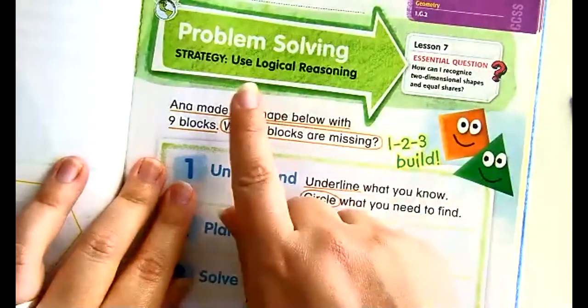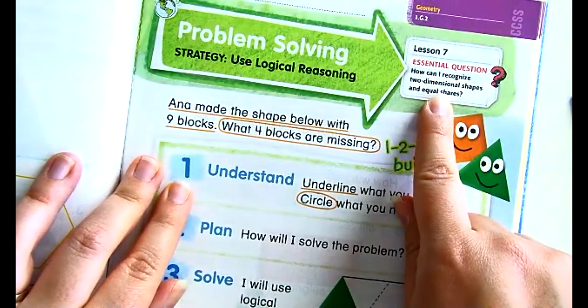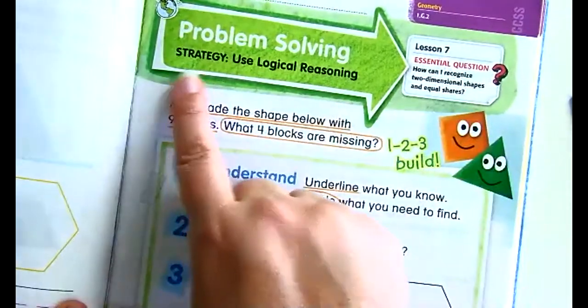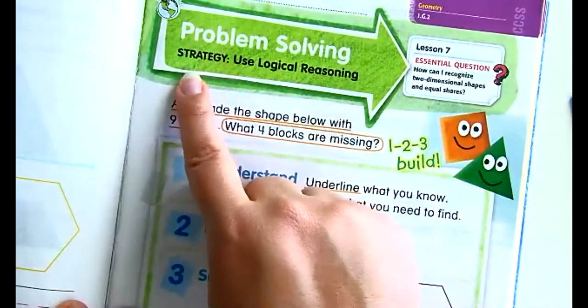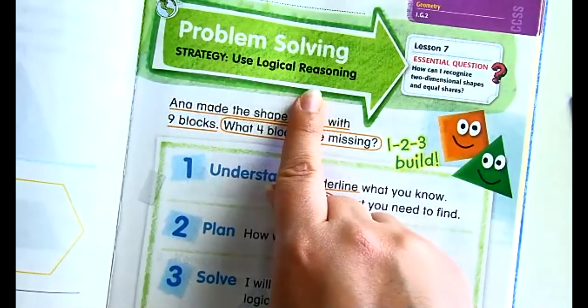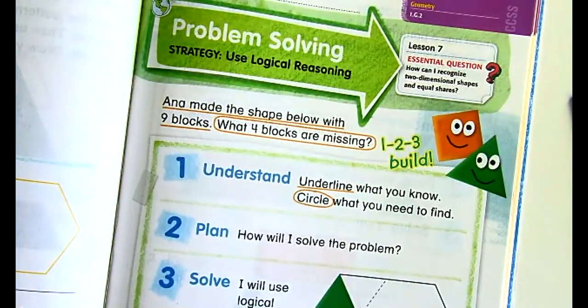So again, we are on chapter 9, lesson 7. Our essential question is, how can I recognize two-dimensional shapes and equal shares? Problem solving, and the strategy we're using today is use logical reasoning. Logical reasoning again means to kind of think about the problem in your head and plan out a way to figure it out.